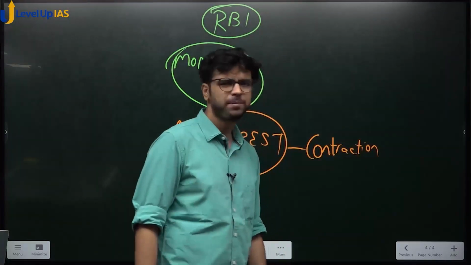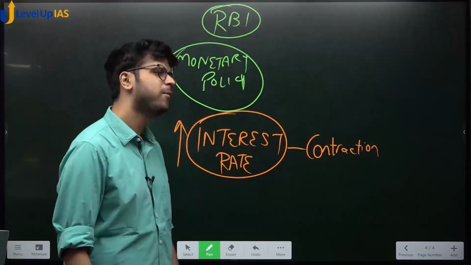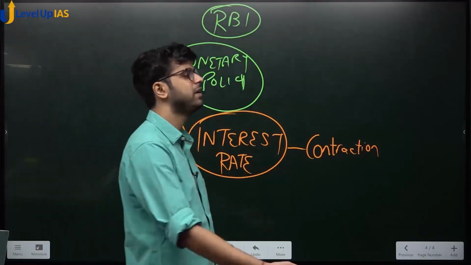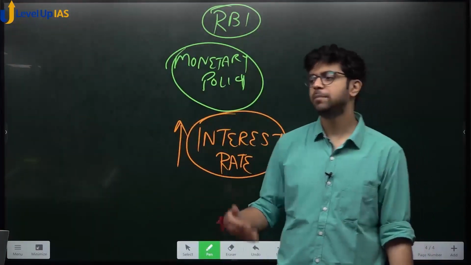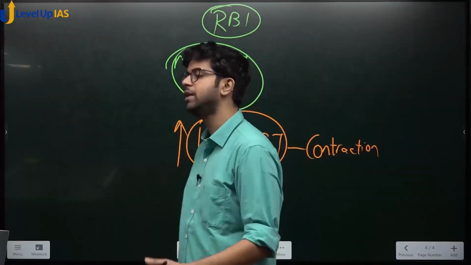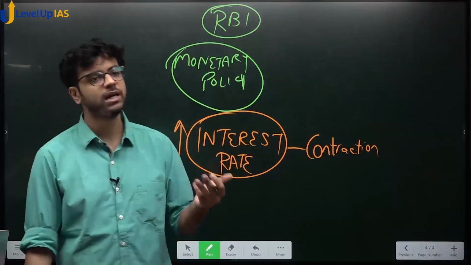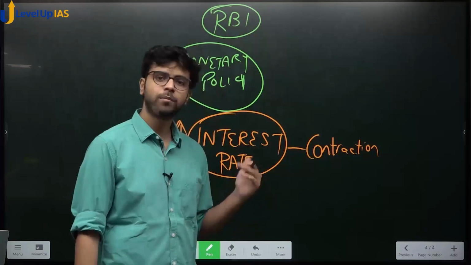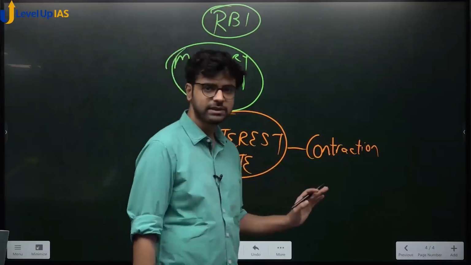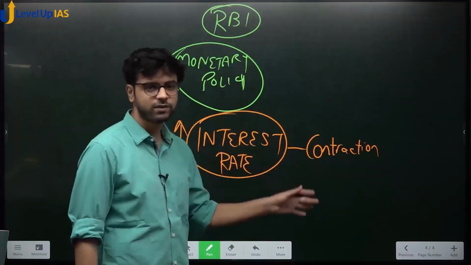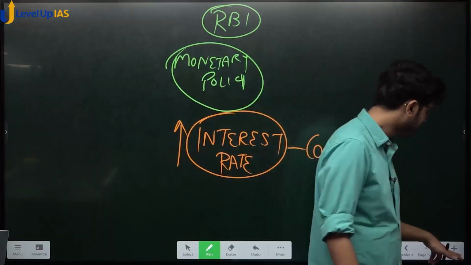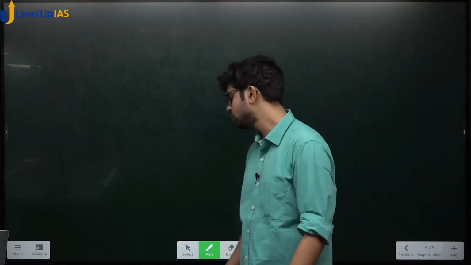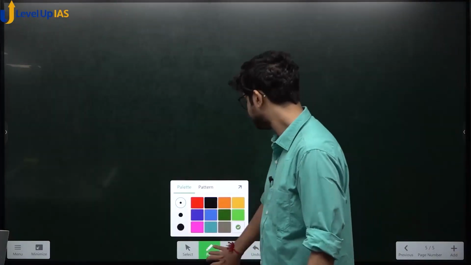ठीक है? It is simple, similar to tax rate. When government reduces tax rate, more purchasing power is available with the people. When RBI reduces interest rate, money is available at a lower cost. You will borrow money, firms will borrow money, they will spend on CNI. When CNI increases, economy grows. When economy grows, it expands. ठीक है? When you increase, it contracts. When you decrease, it expands. We are going to come to that again. ठीक है? So this is the main purpose of the monetary policy.